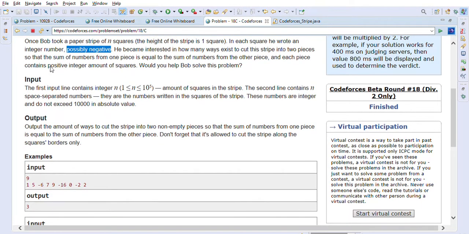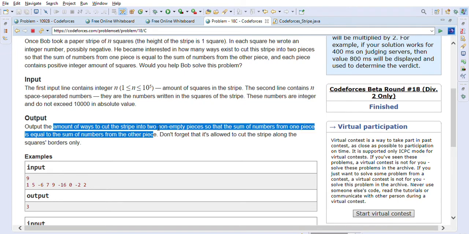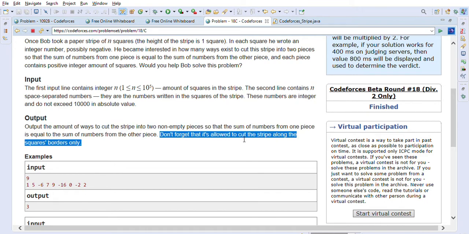So let's look into what input is given. The first input line contains integer n, which is the amount of squares in the stripe. The second line contains n space separated numbers. They are the numbers written in the squares of the stripe. These numbers are integers and do not exceed 10,000 in absolute value. The output is the amount of ways to cut the stripe into two non-empty pieces so that the sum of numbers from one piece is equal to the sum of numbers of the other piece. Don't forget that it is allowed to cut the stripe along the square's borders only.